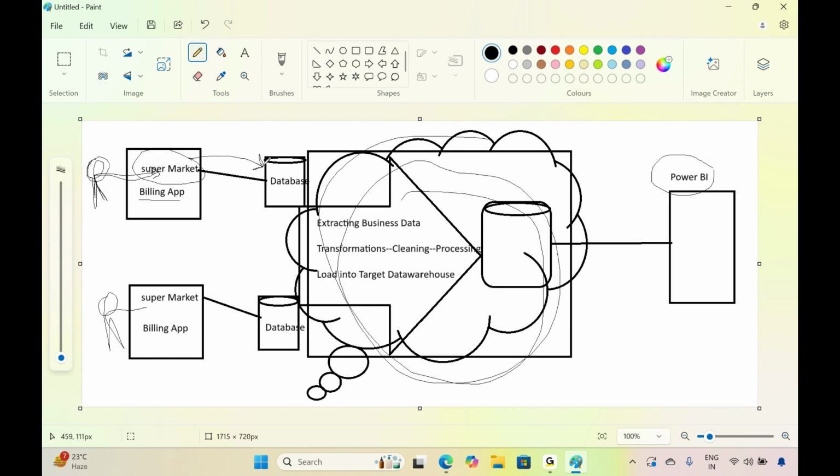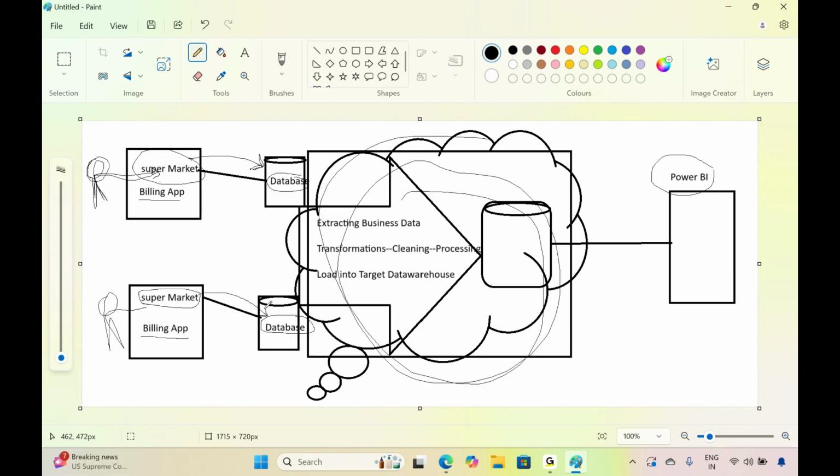The transactions data will come and sit in the backend database servers. This is a very common business scenario you can find. There is a supermarket. In every supermarket, we have a billing application. When a customer is buying the product, the transactions data will come and be stored in the backend databases.